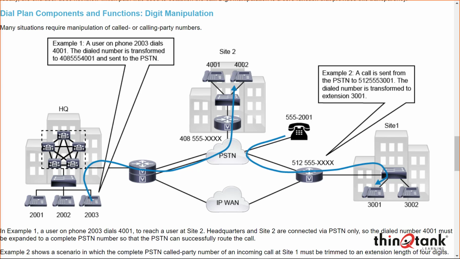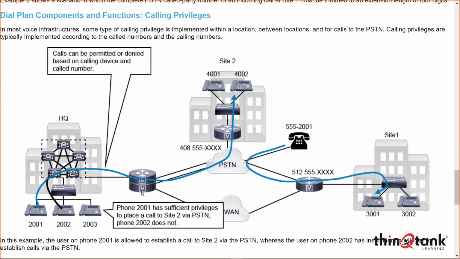All right, calling privileges, another component to consider. Do I have the appropriate privileges to be able to make a call? Calls can be permitted or denied based on who's placing the call and based on what number they're dialing. And I did mention this previously. This is done through the use of partitions and search spaces. Specifically, the partition is the phone book that the number gets listed in, and the search space is the list of phone books that you have access to when you want to place a call.